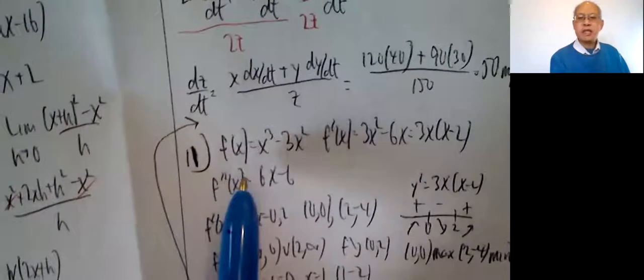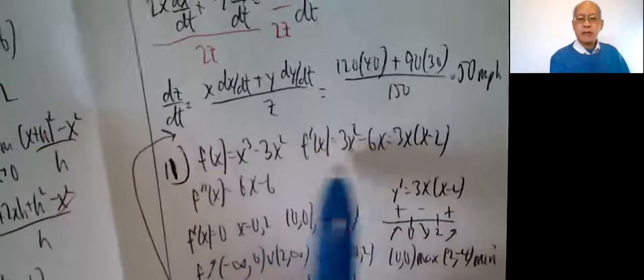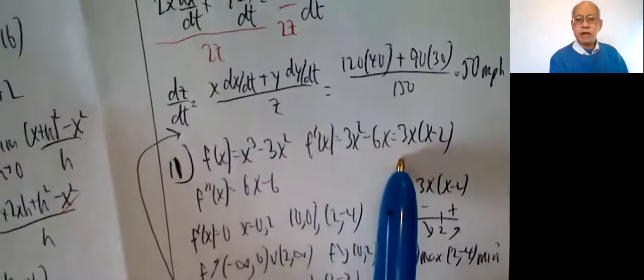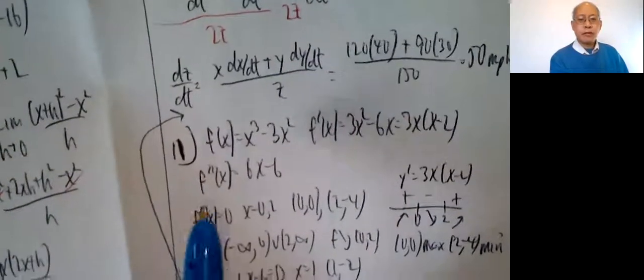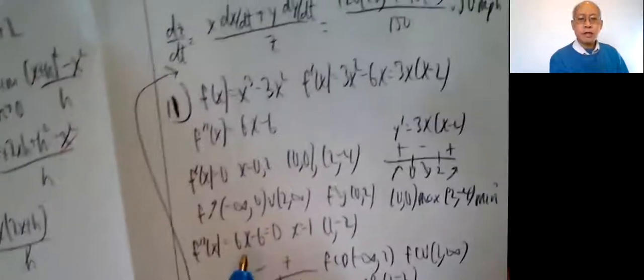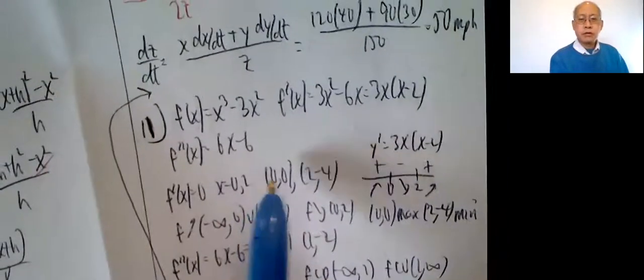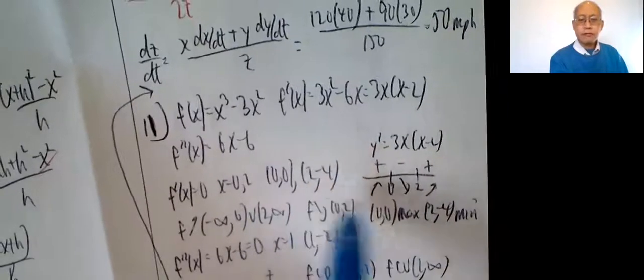Number 11, f of x is x cubed minus 3x squared. f prime of x is 3x squared minus 6x, which is 3x times x minus 2. f double prime is 6x minus 6. Set f prime equal to 0. That gives me x equals 0 or 2, leading me to (0, 0) and (2, -4).